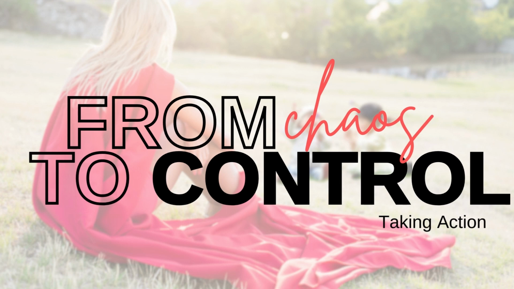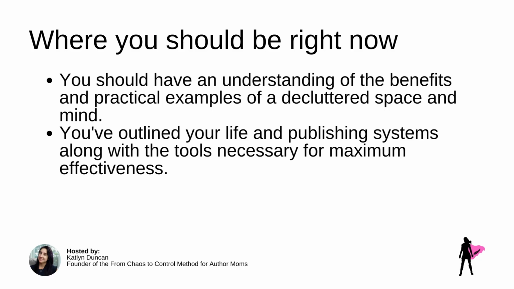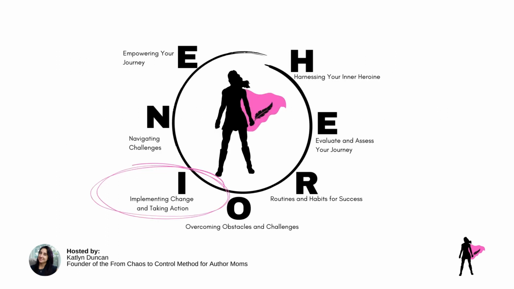Welcome back to the From Chaos to Control method, and today we're going to talk about taking action. So, where you should be right now, you should have an understanding of the benefits and practical examples of a decluttered space and mind. You've also outlined your life and publishing systems along with the tools necessary for maximum effectiveness. Just as a reminder, we are on the I step of your heroine's journey, implementing change and taking action.